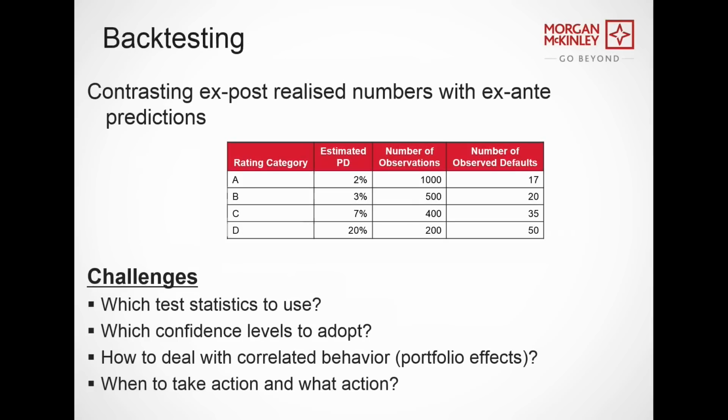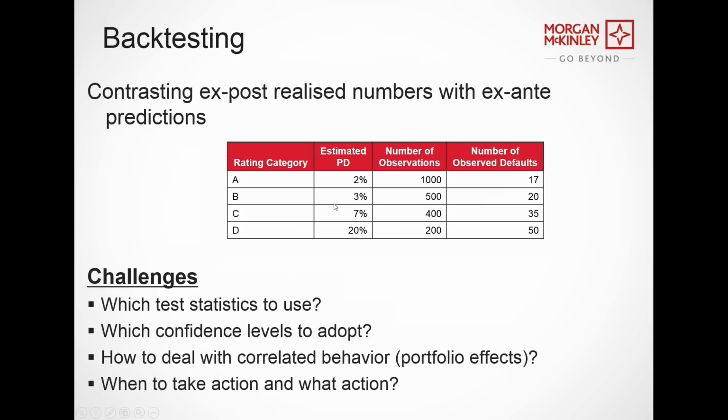Backtesting is a very important model monitoring activity. Here you can see a very simplified example. We have 4 ratings, and you can see the estimated PD that comes out of our model, the number of observations that we have witnessed in each of the rating categories or pools, and the number of defaults. So for rating A, backtesting would mean that we have to contrast the default rate of 1.7% with the PD of 2%.